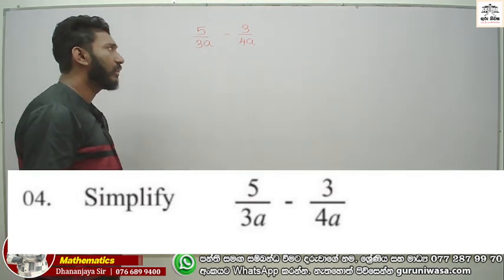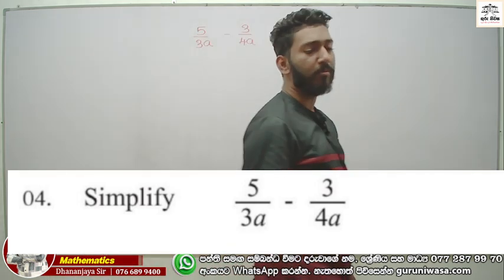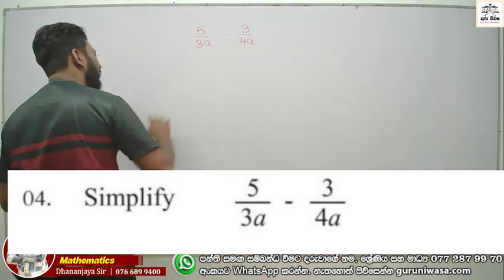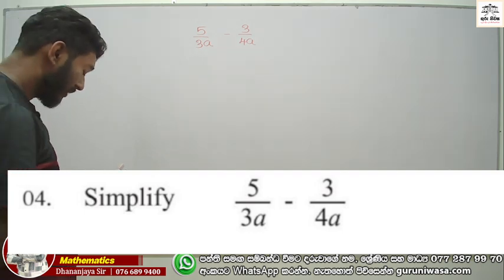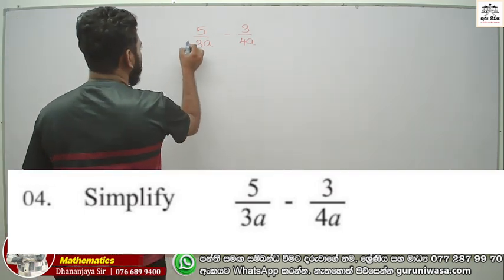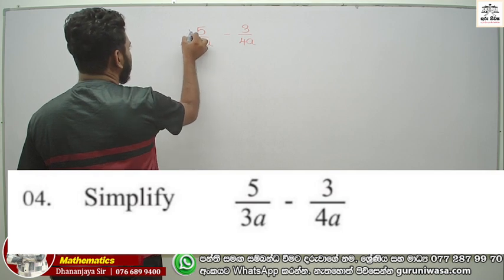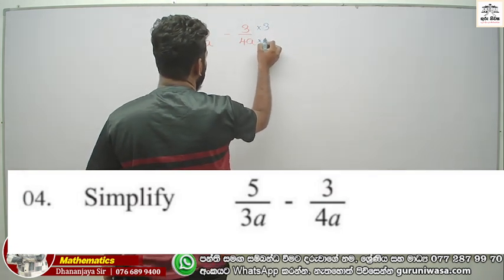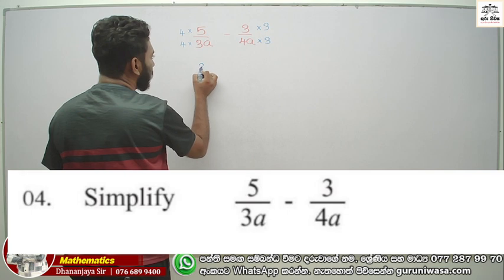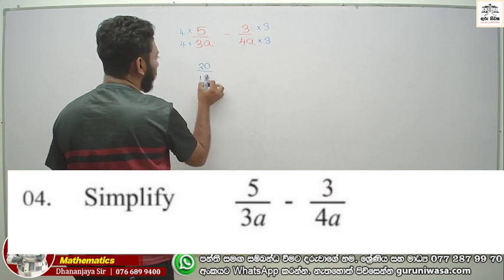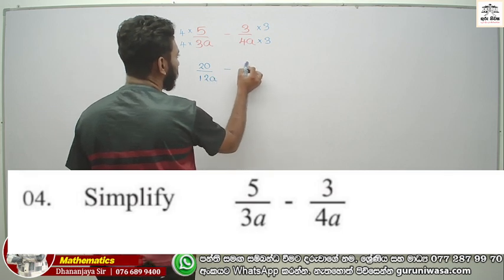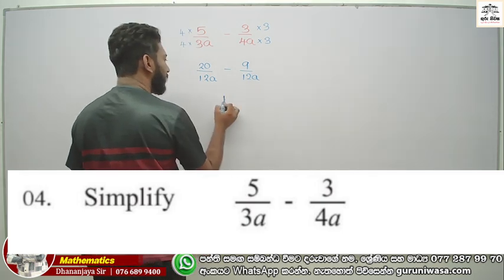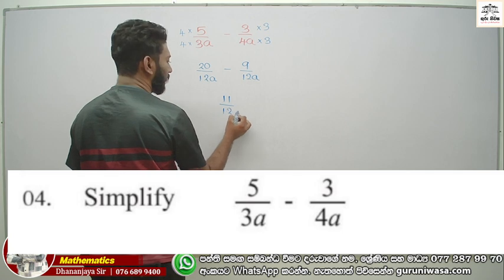Now you know we have to find the LCM, lowest common multiple, of the 3a and the 4a. 3 and 4, you know the LCM is 12. Therefore, we have to write it as 12a. You need to multiply by the 4 and you need to multiply by the 3 also. Now the answer becomes 20 over 12a minus 9 over 12a. Now the answer becomes 11 over 12a.